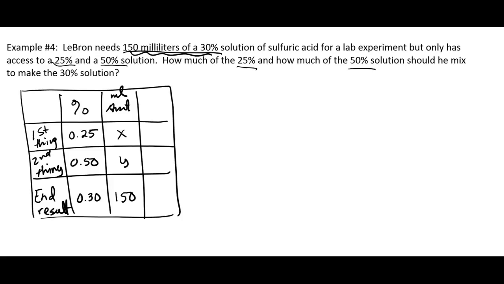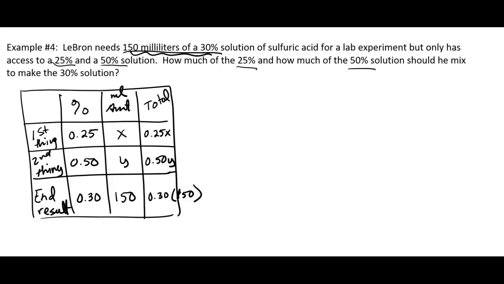Okay, so then what we do is we multiply across. I usually write the word total here. So this is 0.25x. That's how much sulfuric acid you're getting out of the first beaker. And then this one's going to be 0.50y. That's how much sulfuric acid you're getting in the second beaker. And together we have to have 30% of 150. That's how much sulfuric acid we want total. I never make that box quite big enough, but 0.30 times 150.